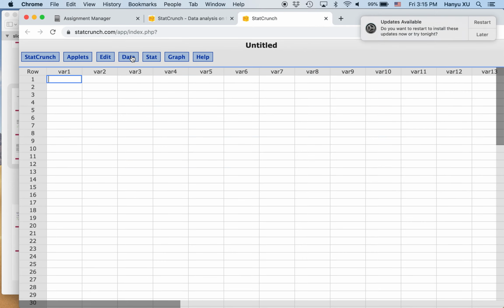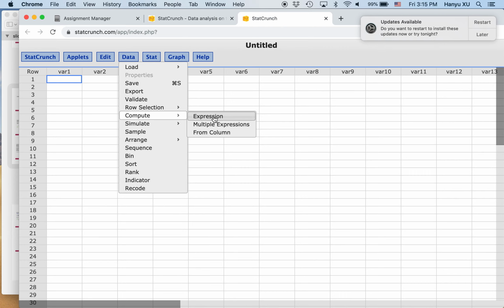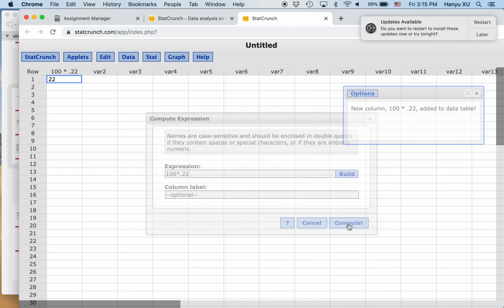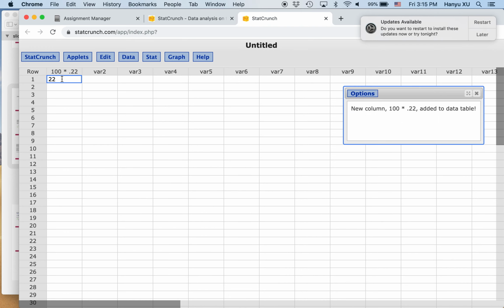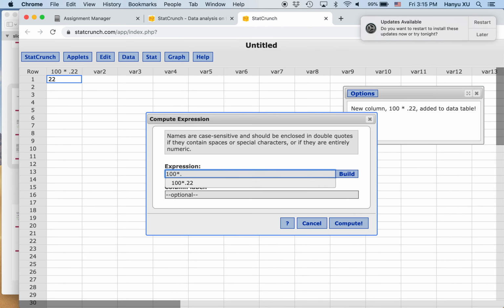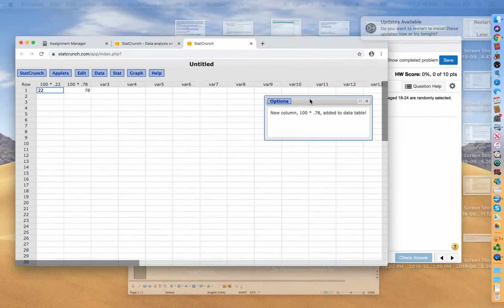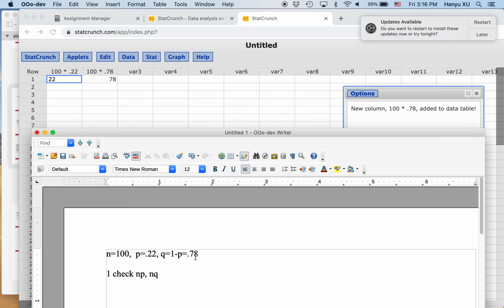So what you do is go to StatCrunch, go to Data, Compute Expression. This works as a calculator. You calculate 100 times 0.22, which is 22. It's good, it's bigger than 5. Then let's check n times q. So 100 times 0.78, and again, it's bigger than 5. So for number 1 here, check, this is good. So we can keep going using the normal approximation here.